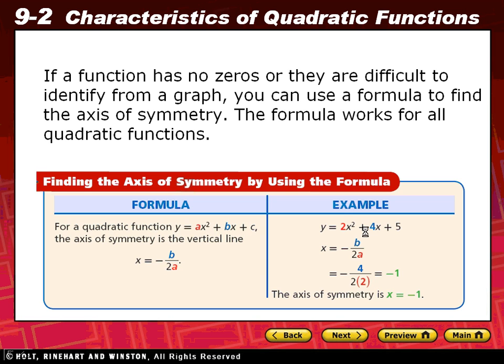So here's an example. Finding the axis of symmetry for y equals 2x squared plus 4x plus 5. b is 4, a is 2, so 4 over 2 times 2 would be 4 over 4, which is 1, and then take the opposite. So the axis of symmetry for this function would be at x equals -1. That also tells us that the vertex is at that point.